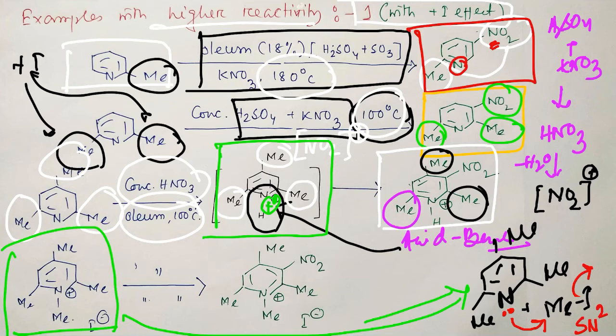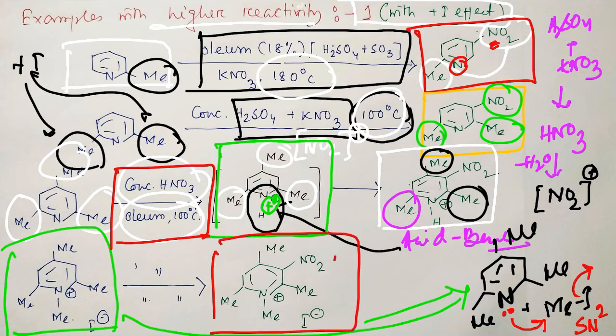So if a similar reaction condition is applied, like concentrated nitric acid and oleum at 100 degrees centigrade, this reaction occurs and gives a similar product. So this proves that this reaction follows this pathway. Okay, so this is the plus-I effect mediated activation we have discussed.